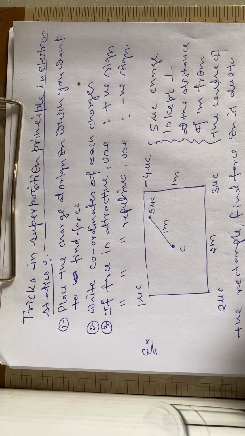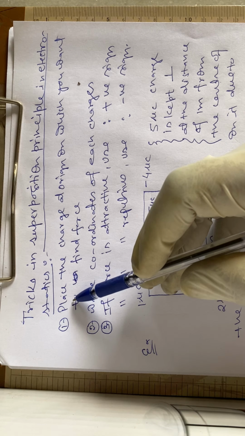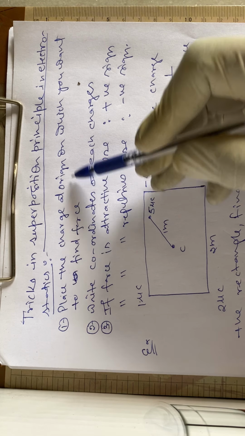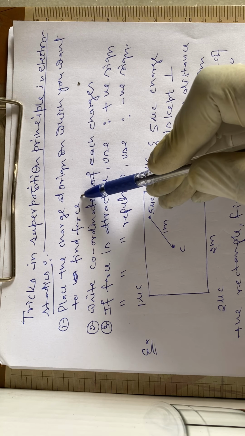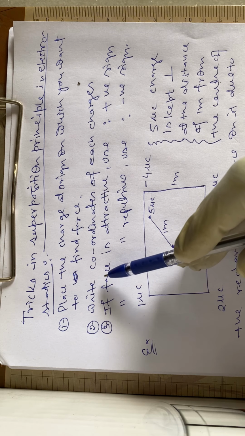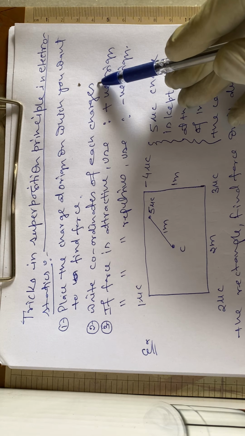Today I'm going to teach you some tricks in the superposition principle in electrostatics. Suppose you want to solve some difficult problems, like if all the charges are distributed in three dimensions, in the x, y and z plane, then how to find the force on any one charge. So the first trick is to place the charge on which you want to find the force at the origin. The second trick is to write the coordinates of each charge.